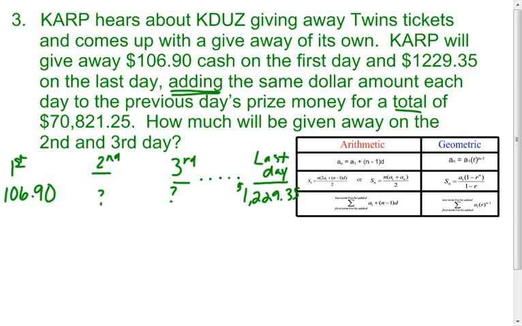Anyway, the total amount that they gave away is when I take the 106.90 plus the next term plus the next term plus the next term, however many terms I need to add up, and the last term, which is $1,229.35, then I get this total right here. So what I have is a sum, and what I'm probably going to need to do then is use one of these two sum formulas right here.